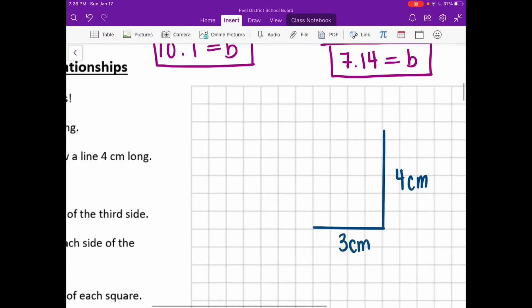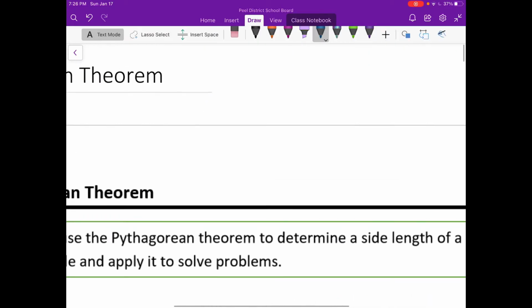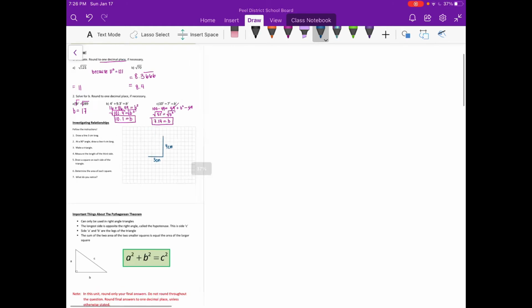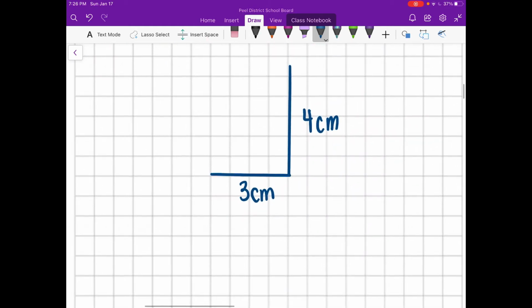Oops. Sorry about that. Just going to go back here. It's obviously very hard to draw a line on your iPad, but that's okay. Your line will probably be straighter than mine. So if you go in, then it says make a triangle, measure the length of the third side. So let's go in and measure the length of this side.